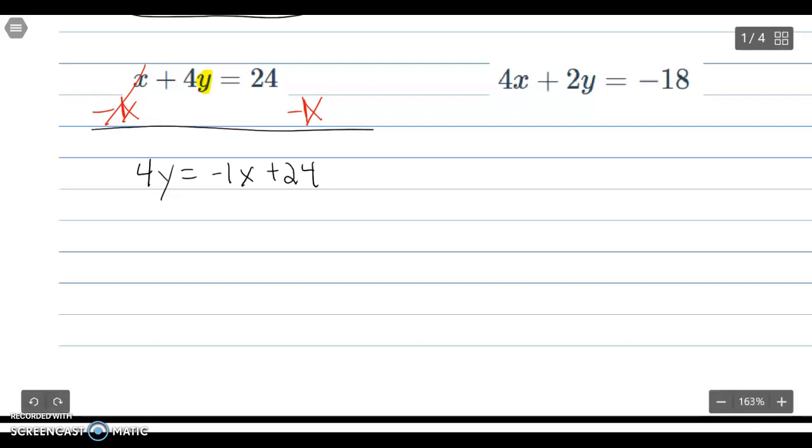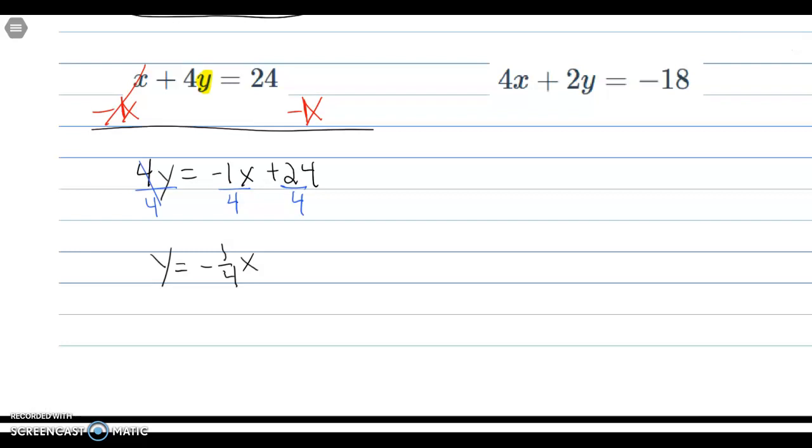Okay. And then next, I am going to divide by 4. And remember, you're going to divide on each term. Okay. Now the 4's cancel out. You get y is equal to -1/4. And you can't reduce it, and you can't just divide it. So you just leave it as -1/4 x. Okay. And then you do the 24 divided by 4, and that comes out even, which is 6.